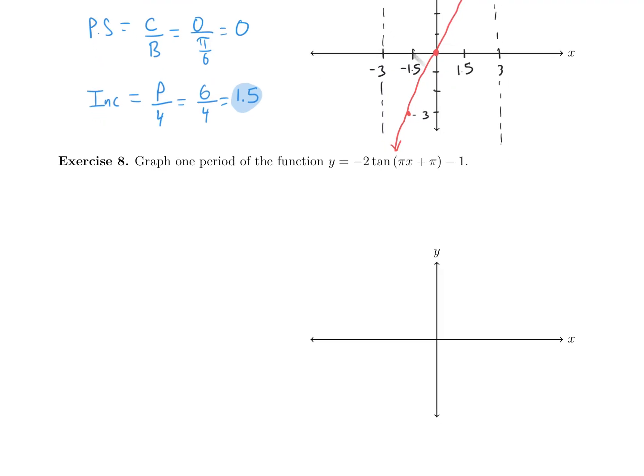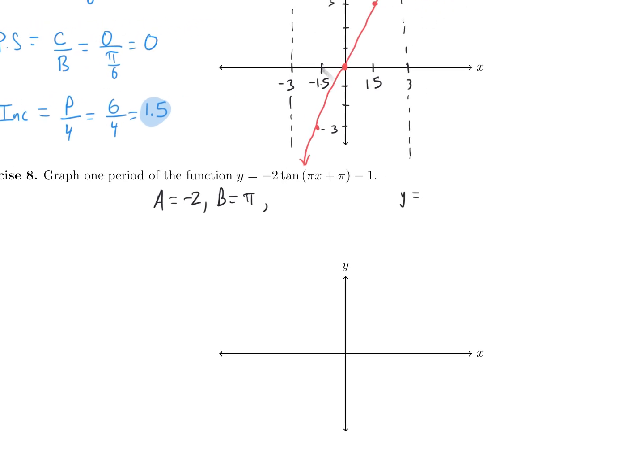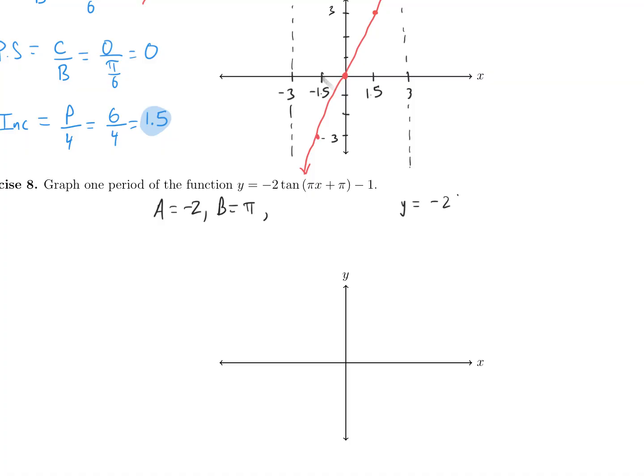So let's start off once again by writing out the A, which is -2, the B, which is pi, the C. Well, we do have to be careful here. Let's rewrite the function so that there's a minus instead of a plus. So it's going to be y equals -2 tan pi x minus -pi minus 1.